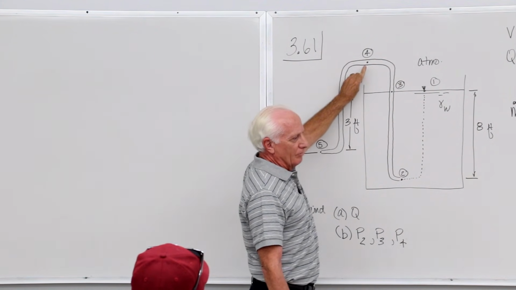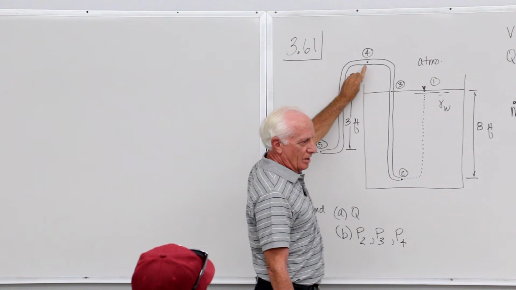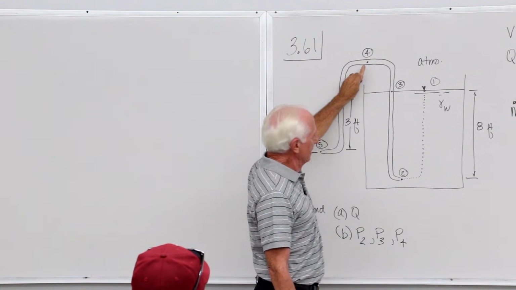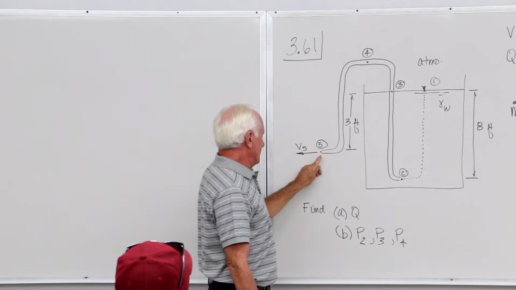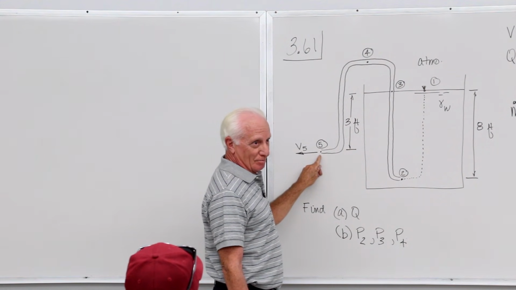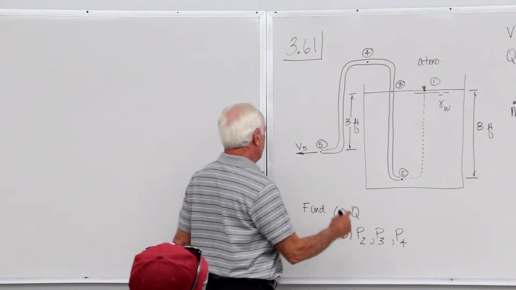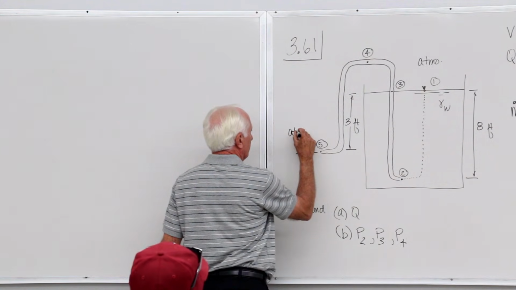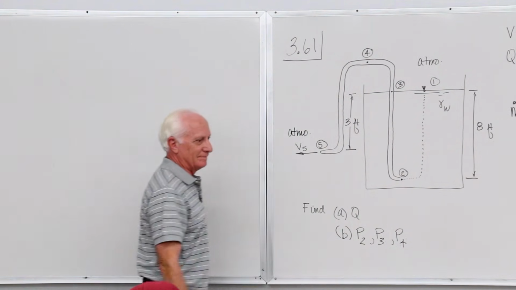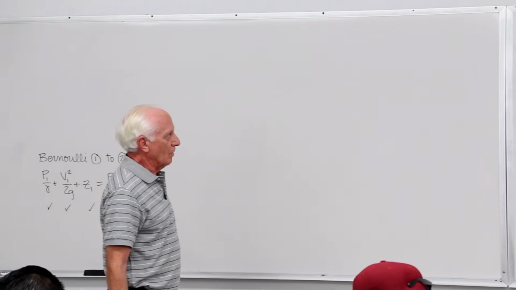4. Do I know the velocity at 4? No. Do I know the pressure at 4? No. Try again. Do I know the velocity at 5? No. Do I know the pressure at 5? What is it at 2? Atmosphere. Oh yeah. One equation, one unknown. From where to where? 1 to 5.